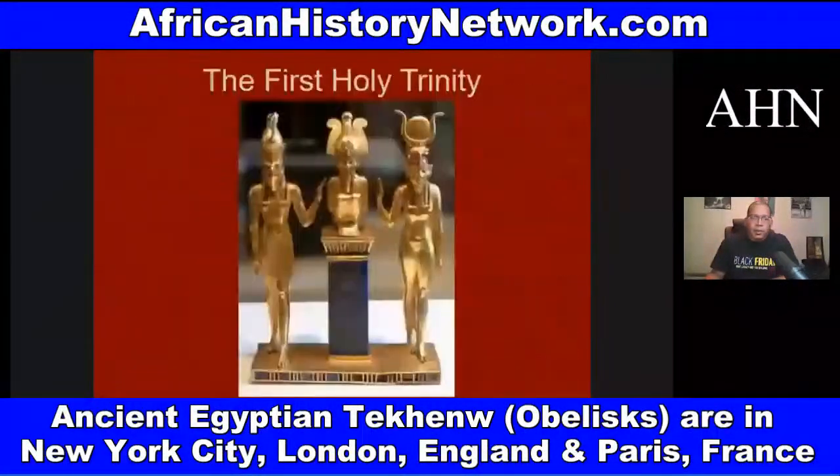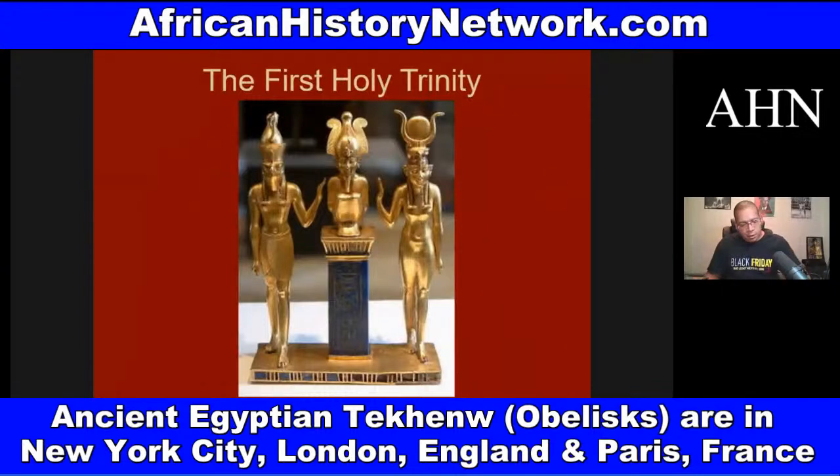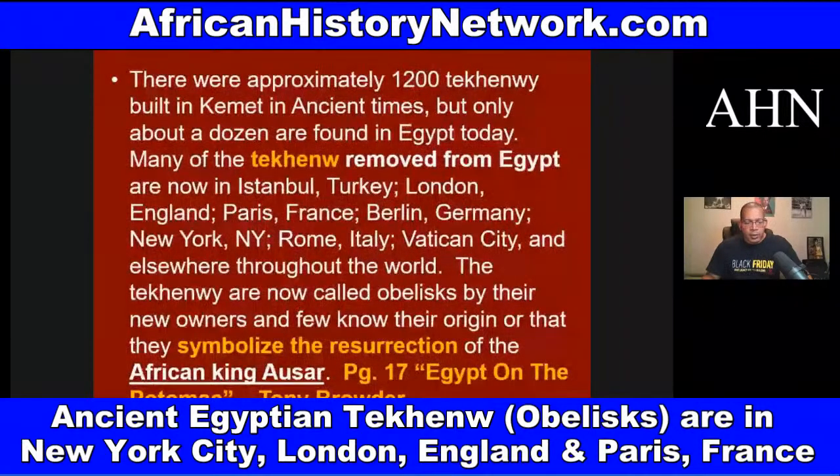So here is a famous statue of Asar, Aset, and Heru, who the Greeks called Osiris, Isis, and Horus. They're known as the First Holy Trinity. And the Tekhenu comes from the story of Asar being cut up into 14 pieces by his brother Set, and Aset, his wife, recovers 13 of the pieces. The 14th piece is missing, the phallus. So she erects the Tekhenu, a symbol of the missing phallus, but it's a symbol of resurrection.